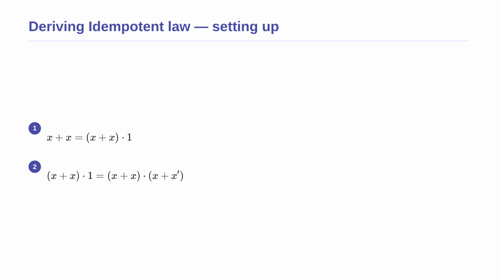We start with x plus x and we use the identity law to multiply it by 1. This is a clever mathematical trick to give us more terms to work with. Then we use the complement law to replace that 1 with x plus x prime. This sets the stage for our next algebraic steps.